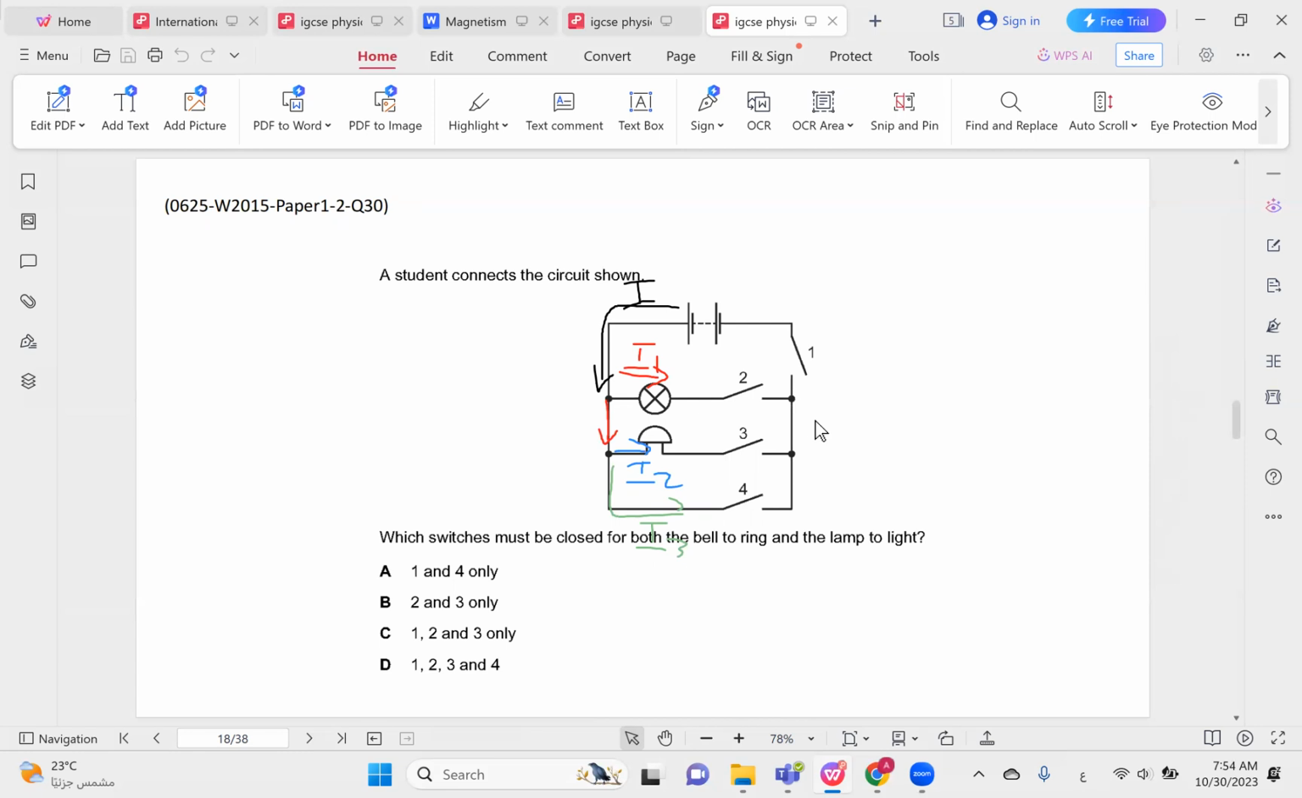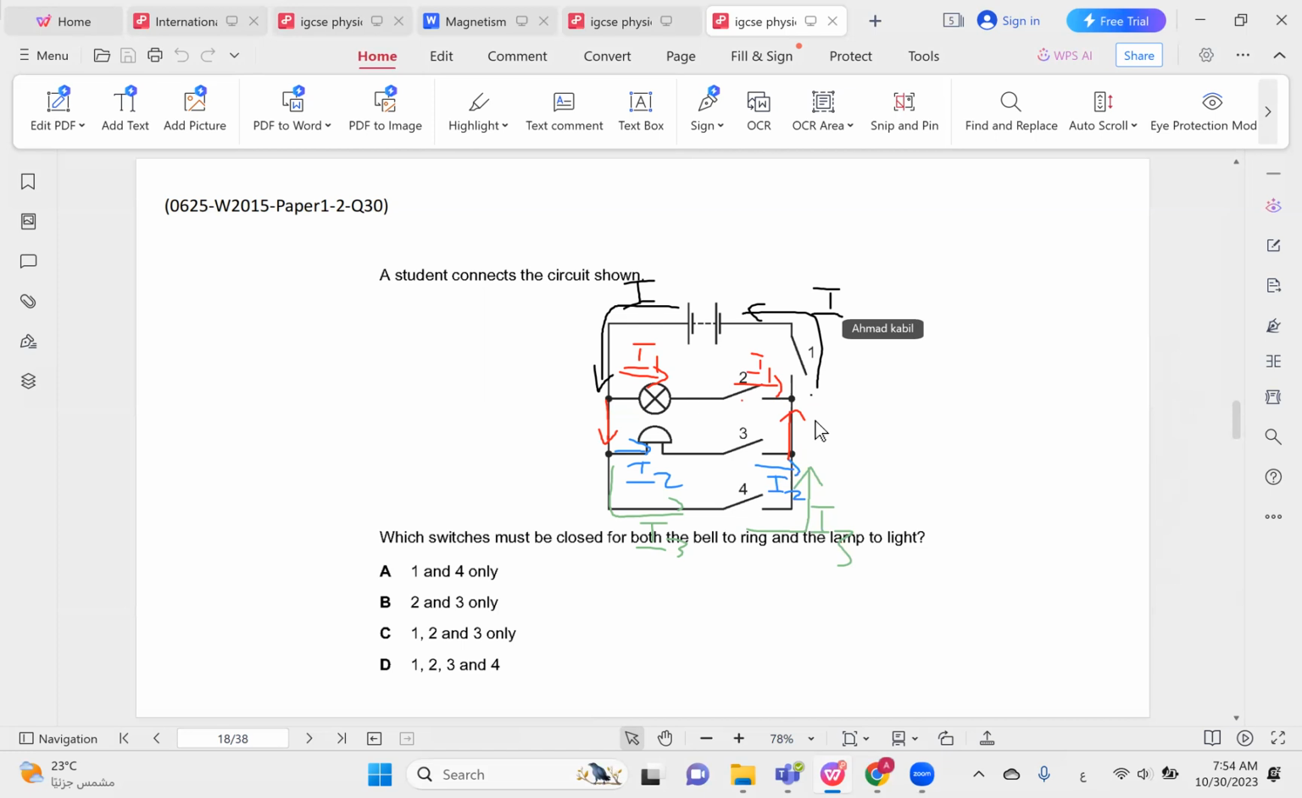This isn't really relevant because we're not trying to calculate anything for now, but we want to know, in order to have the bell ring and the lamp light, which switches do we need to close? You need to understand that the currents meet up again. So this green current here, I3, is going to meet up with I2. And then they're going to form a current, which we don't really care about for now. But this current is going to meet with I1. And all of these end up forming I, which goes back to the battery.